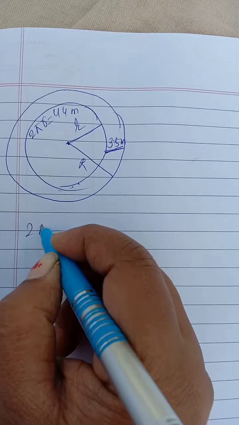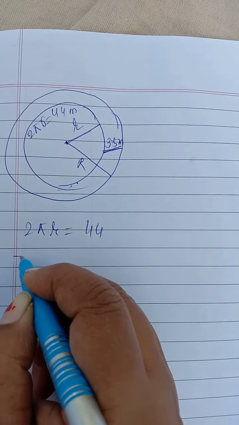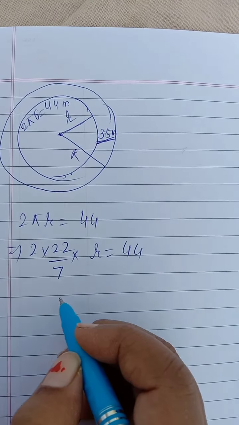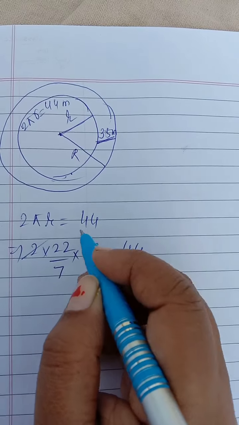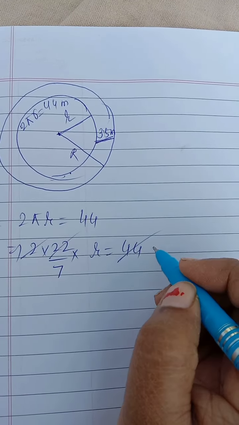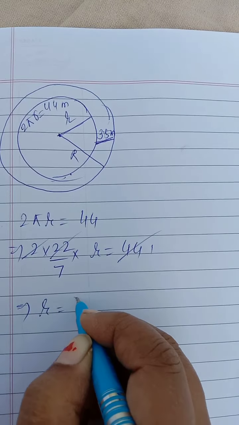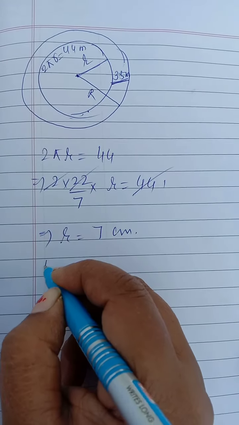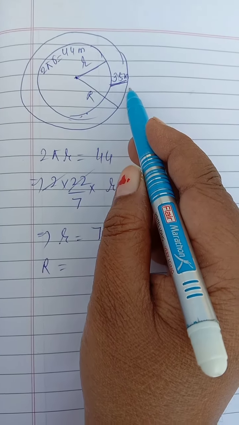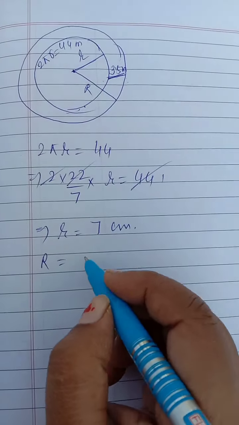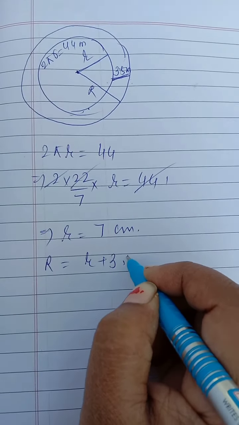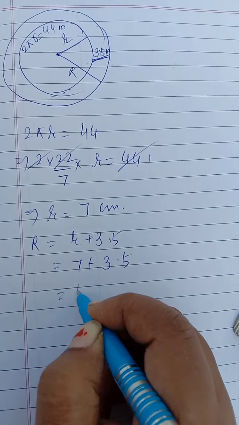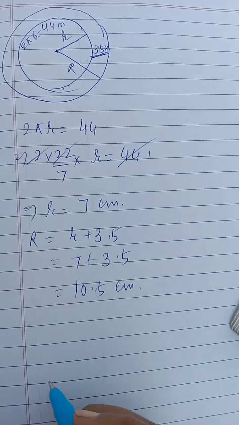So since 2 pi r is given as 44, we can write 2 into 22 by 7 into r equals 44. Now 22 2s are 44 and this is cancelled, it's 1. So radius is 7 centimeter. So small r we got. Now we can also get the capital R, because the width of the road is given here. So capital R is small r plus 3.5, that is 7 plus 3.5, so it is 10.5 centimeter.